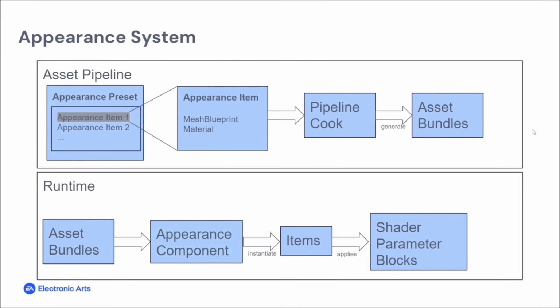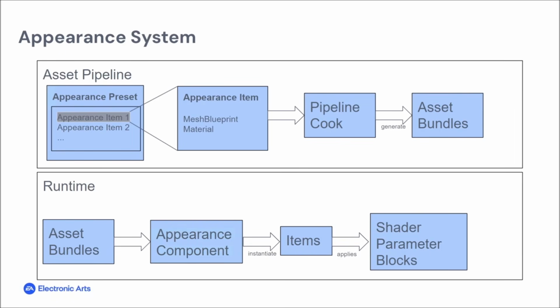The appearance system is responsible for applying the various customizations. At pipeline stage, the preset is passed for all the items, which contains the mesh and material information, and cooks them into asset bundles. These asset bundles are then sent to the appearance component at runtime to instantiate the items and apply the shader parameter blocks.